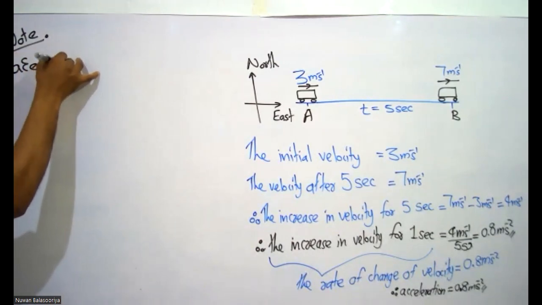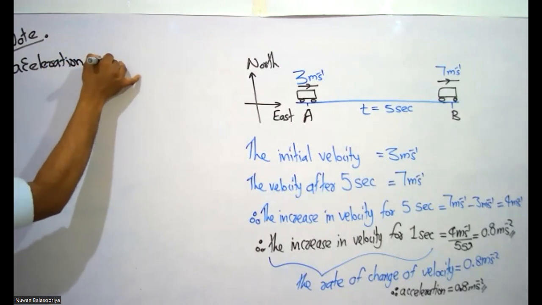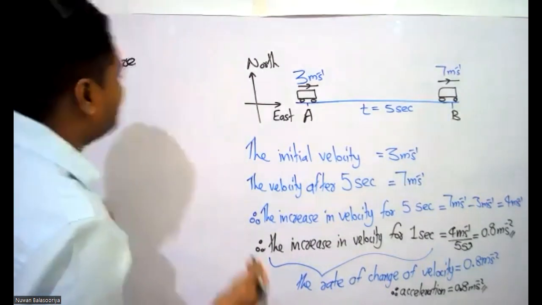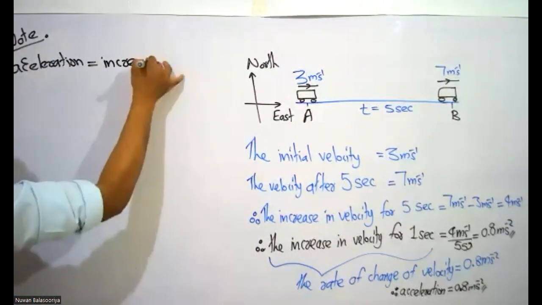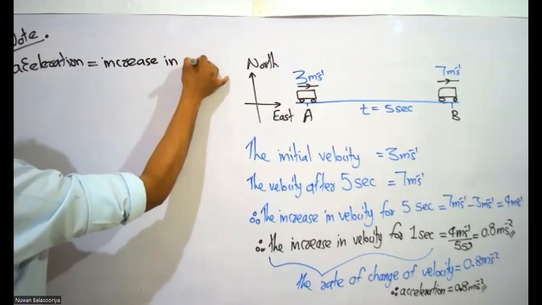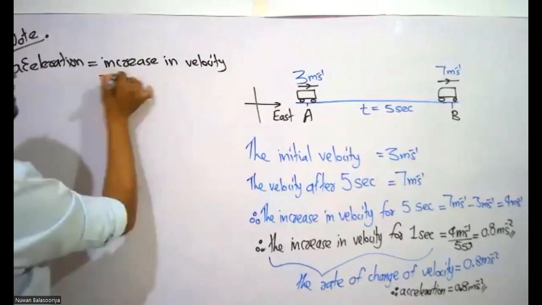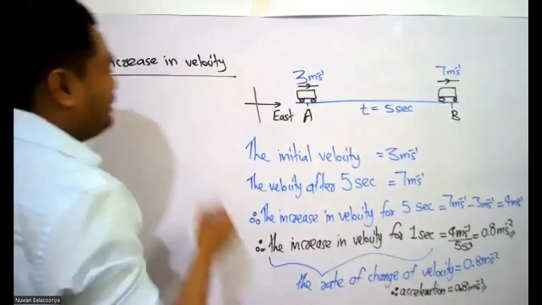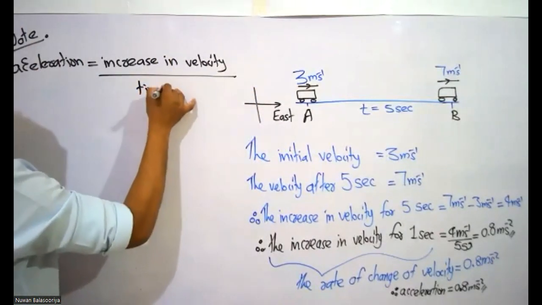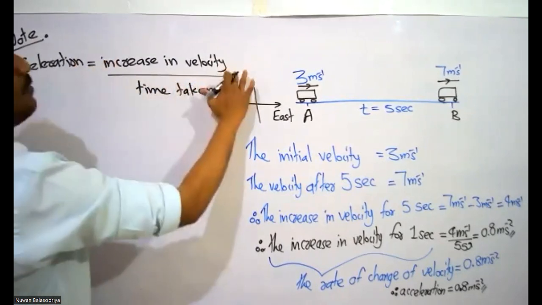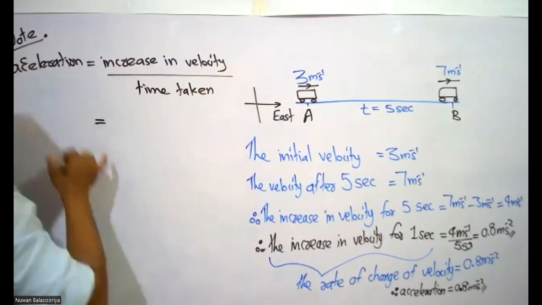Acceleration equals increase in velocity. Increase is a change, right? So acceleration equals increase in velocity divided by time taken. You are very good. You have understood things very well. Wait, how do you find increase in velocity here? Lamai, how do you find increase in velocity?